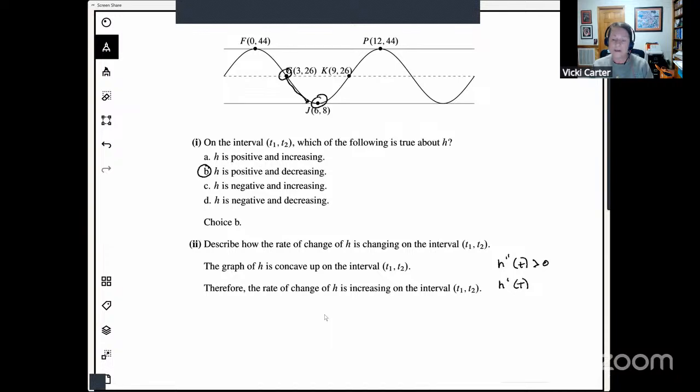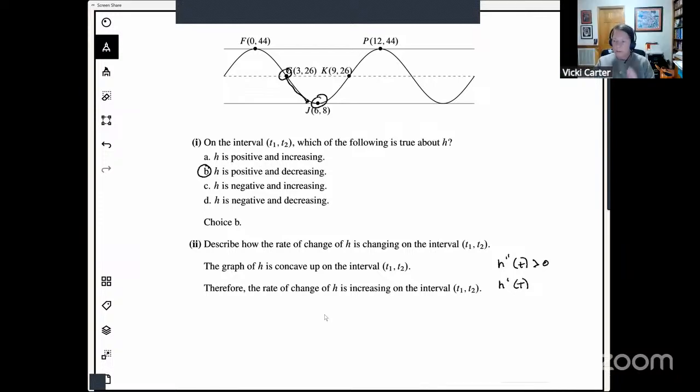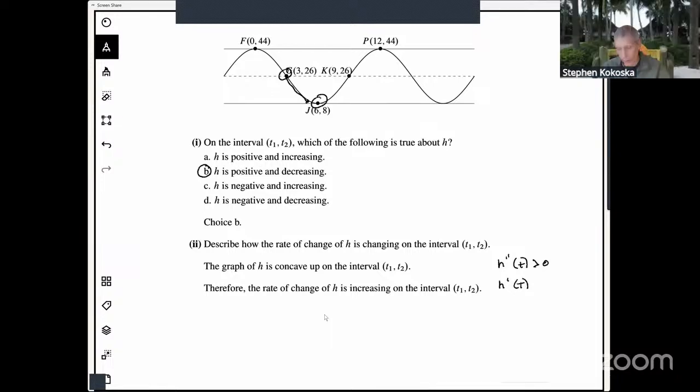And I think it's a good thing because it can be a little vague. Like, what do they want me to say when it says describe the rate of change, how it's changing? So now you're going to name the concavity, and then you're going to say whether that rate of change is increasing or decreasing. And the concavity is going to basically tell you what it's doing. Tell you what's going on. Yep.